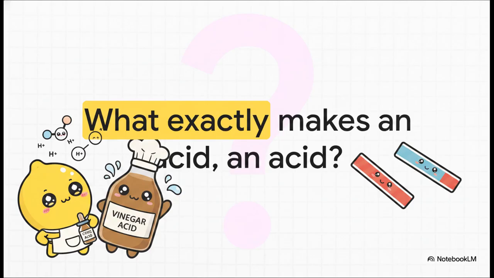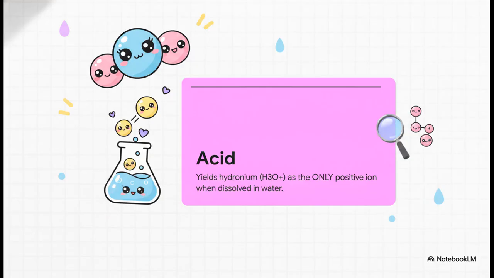It's not just about taste, guys. It is all about molecular behavior. Here's the absolutely crucial point. An acid must be in an aqueous solution to react with water and form hydronium. An acid yields hydronium as the only positive ion. And conversely, a base dissolves to yield hydroxyl ions, that's OH-, as the only negative ion. Listen, if you don't write the word only for these ions, you are going to lose marks. Remember, hydrogen ions, they can't exist independently. They immediately combine with water molecules.